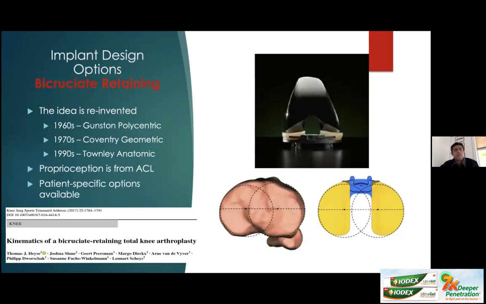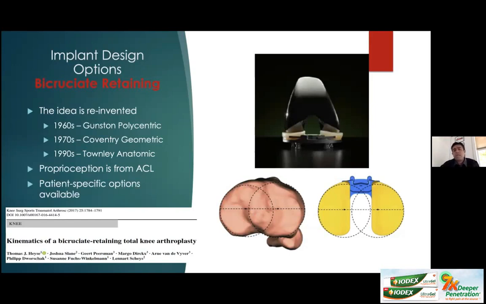However, there is this iteration of the design from the 1960s to the 1990s. In the 60s, it was the Gunston design. In the 70s, Coventry came up with the geometric design. And then in the 90s, Townley came up with his design of a bicruciate retaining knee.